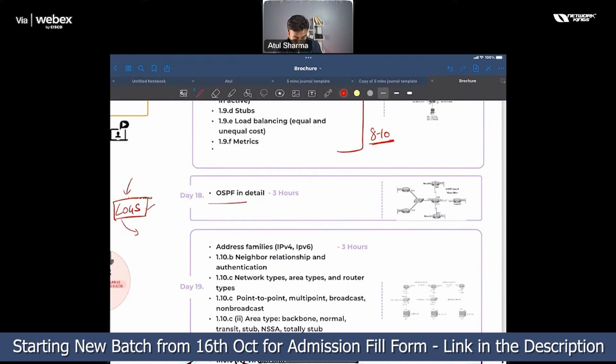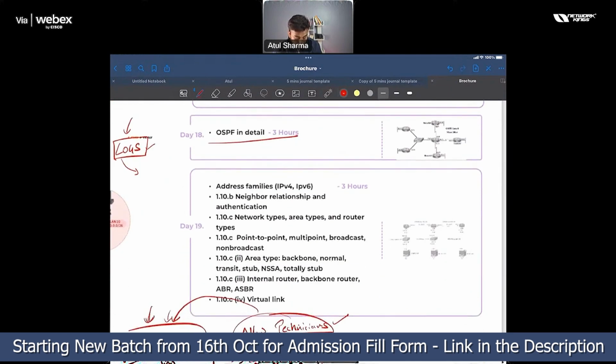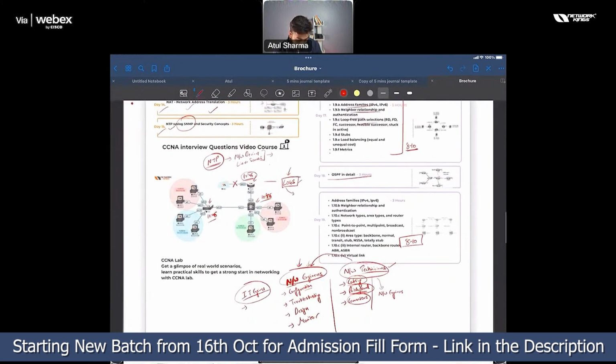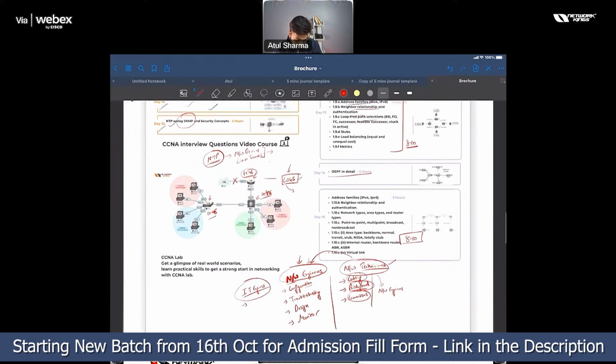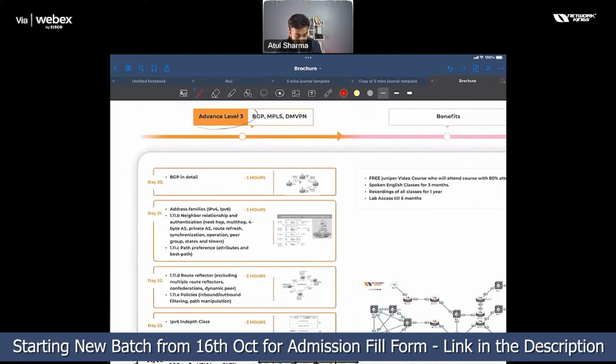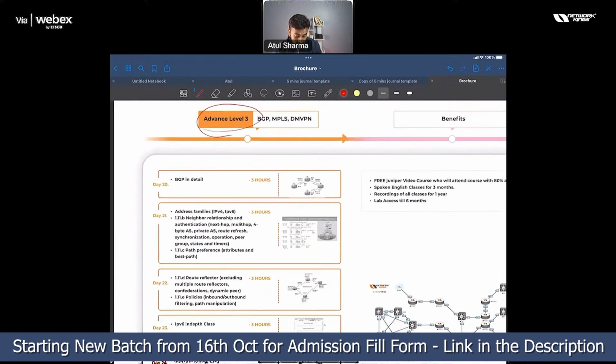After that, we are going to cover OSPF in detail. Again, almost 8 to 10 hours we are going to learn OSPF. And after that, we will cover topics like BGP, advanced level 3. So you can see there are 3 levels we designed.